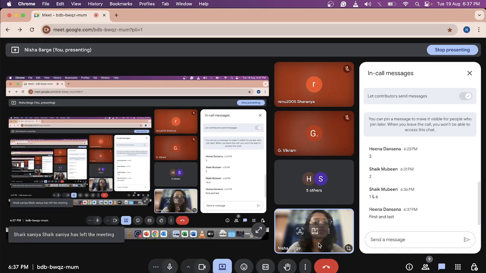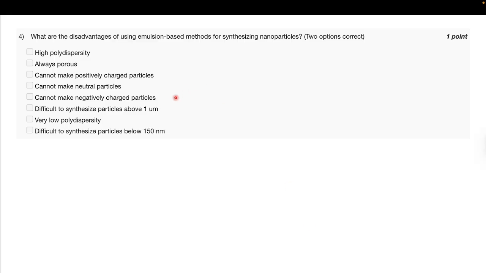Two people have answered, first and last. That is high polydispersity and difficult to synthesize particles below 150 nanometer. Okay, thank you both of you for answering. Anybody else want to give it a try? No one? Okay, let's look at the answers. So both of you are correct.